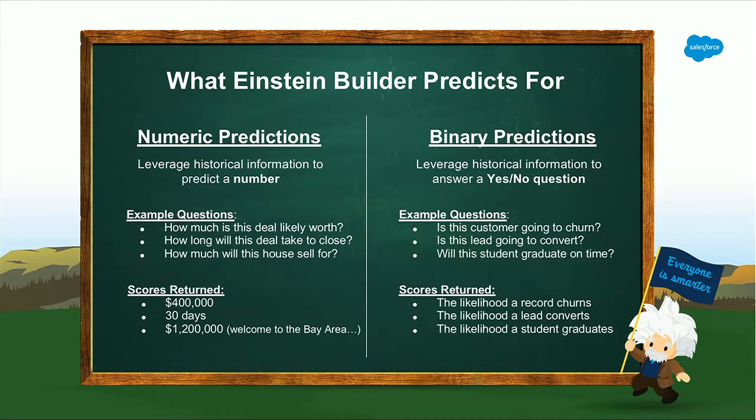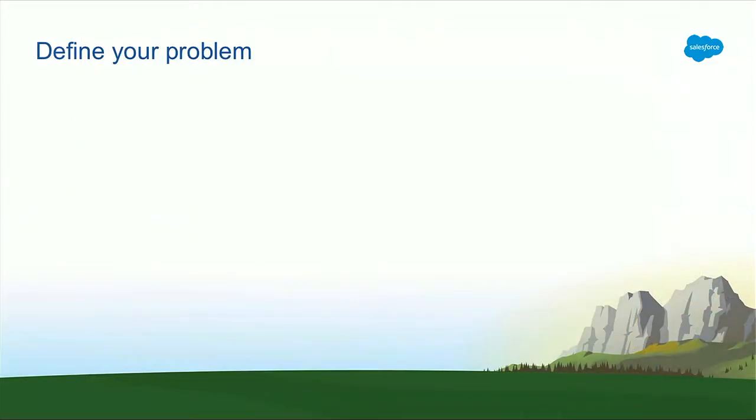So these are the types of things that Einstein Prediction Builder can predict. It can do numeric predictions, things like what is the final value of this account going to be? How long is it going to take to close this sale, for example? We can also do binary predictions. These are things that answer a yes or no question. Things like, is this customer going to churn? Is this sales lead likely to close? And for situations like this, we return a likelihood score, the likelihood of that yes or no event occurring.